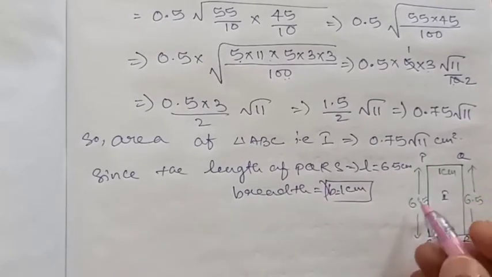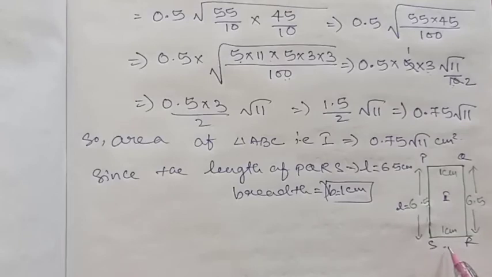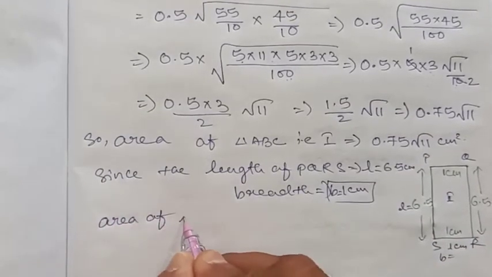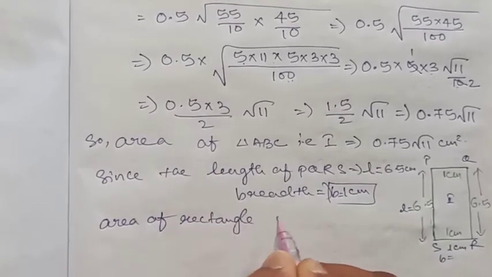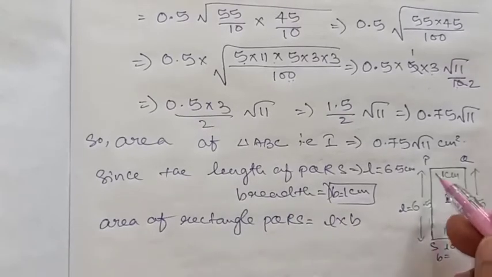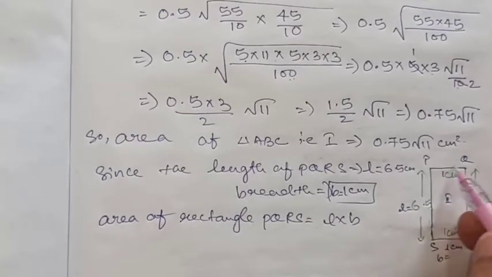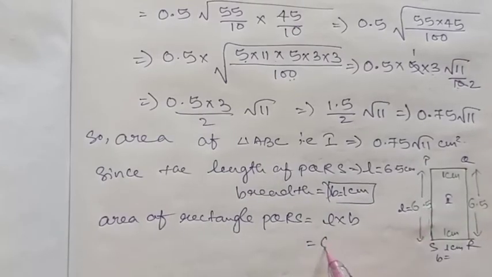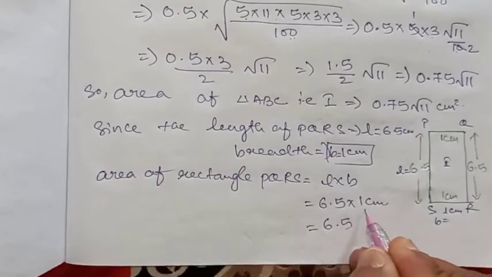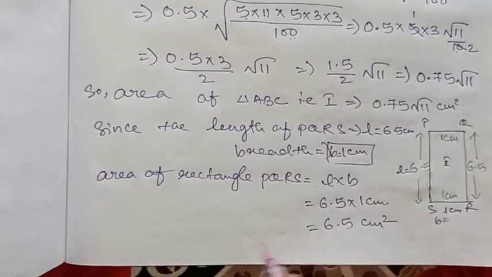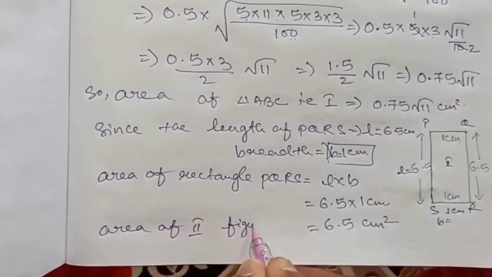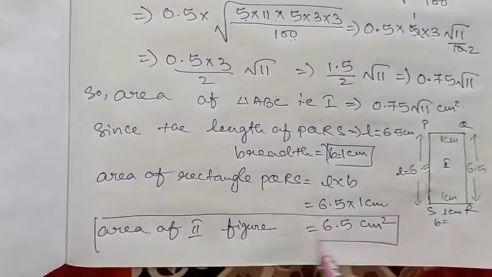Okay, so length is 6.5 and breadth is 1 centimeter. So the area of rectangle PQRS is L into B. Okay, so area of any rectangle is L into B. That means 6.5 into 1 centimeter. We will get 6.5 into 1 is 6.5 centimeter square. This is the area of second figure, or second portion.